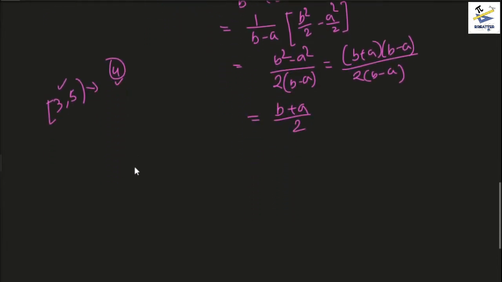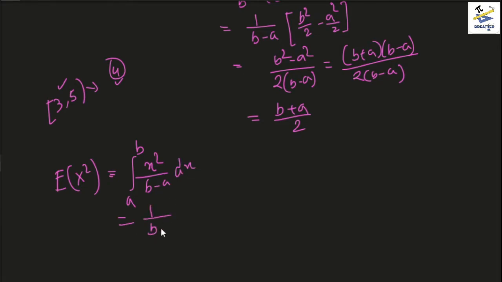Now the second moment. We are calculating the second moment in order to find the variance of the uniform distribution. For that we need the second moment. So the second moment is basically the integral from a to b of x square by (b minus a) dx, and the antiderivative for x square is x cube by 3.